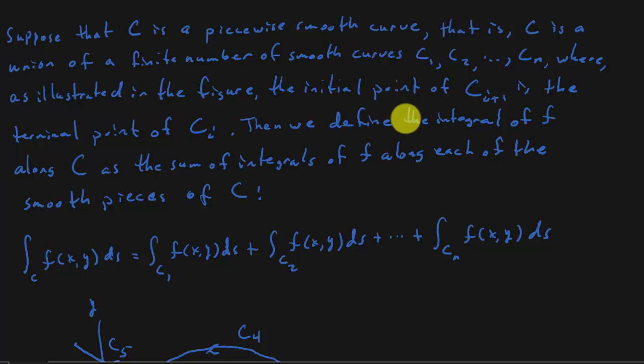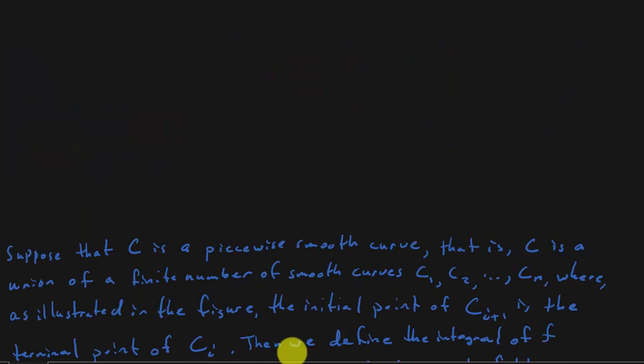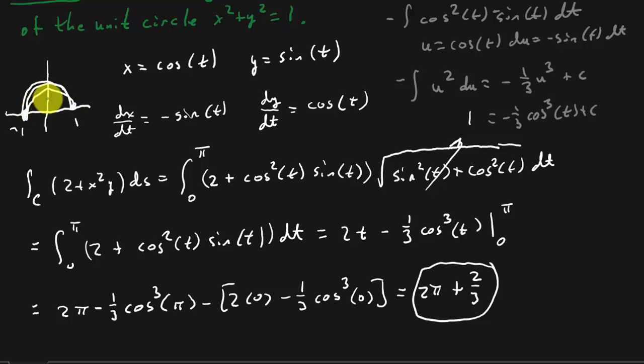Suppose that C is a piecewise smooth curve. That is, C is a union of a finite number of smooth curves, C1, C2, through Cn, as illustrated in the figure, I'll show you the figure in a minute. The initial point of C sub i plus 1 is the terminal point of C sub i. Then we define the integral of f along C as the sum of integrals of f along each of the smooth pieces of C. So basically you're doing the same thing that we did up here. It's just that we may have several curves that are kind of broken up. It's not one equation that represents the curve. It may be represented as multiple equations.